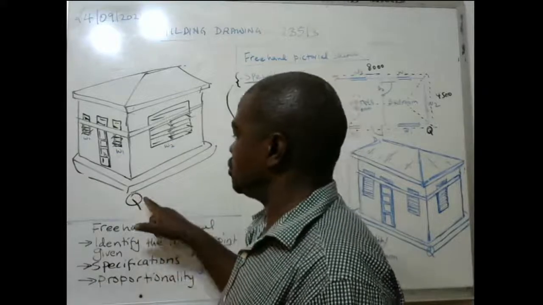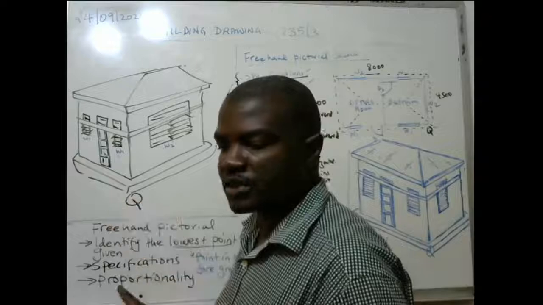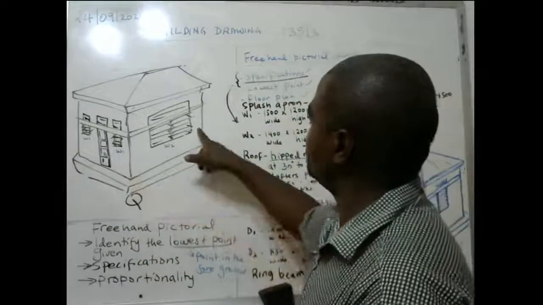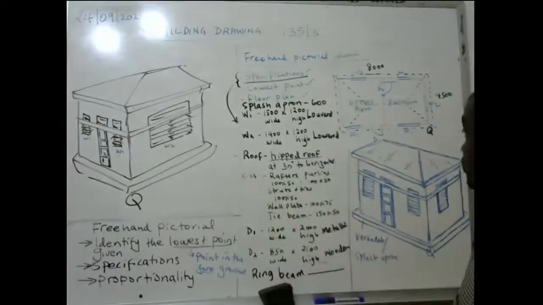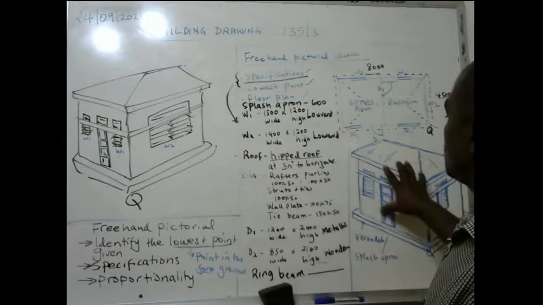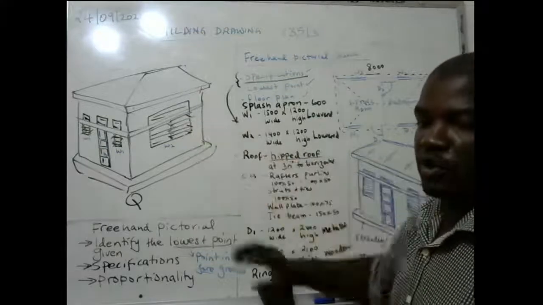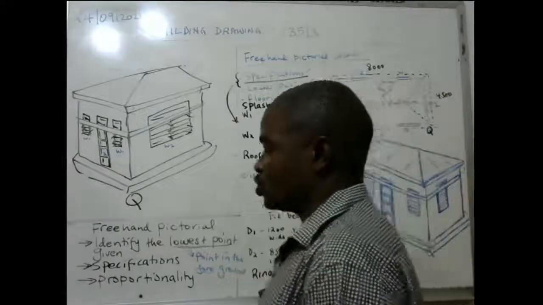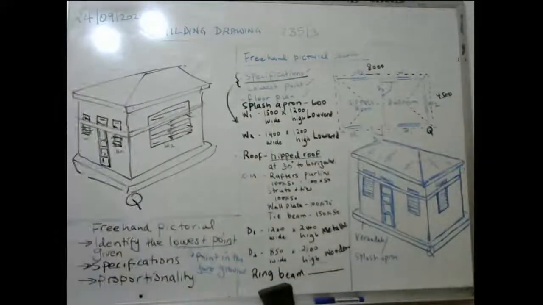That this is the lowest point Q. If Q is there, Q is there. Then what about the rest of the drawing, the rest of the building? So when you compare this one and this one, then I think we get the picture of what a good freehand pictorial should be.